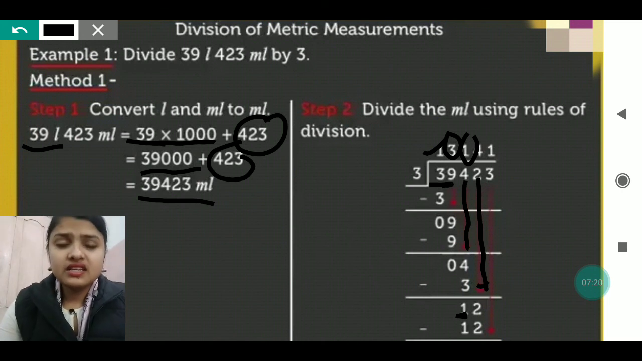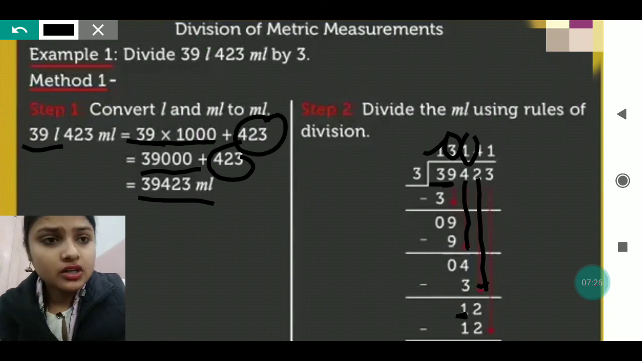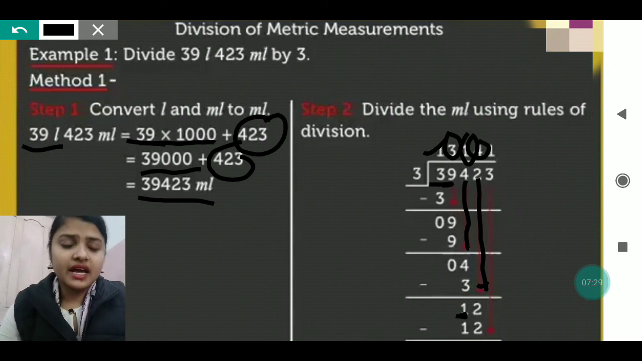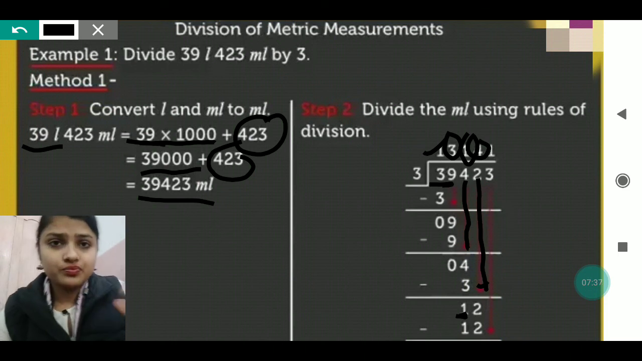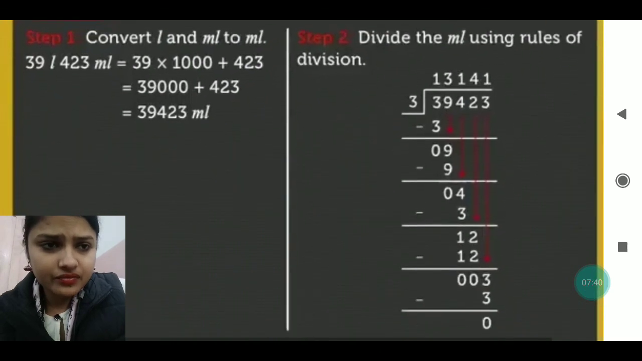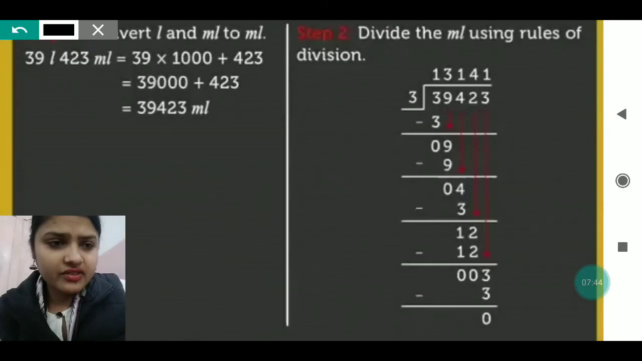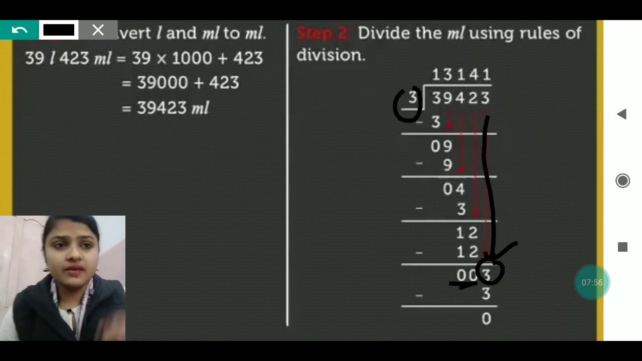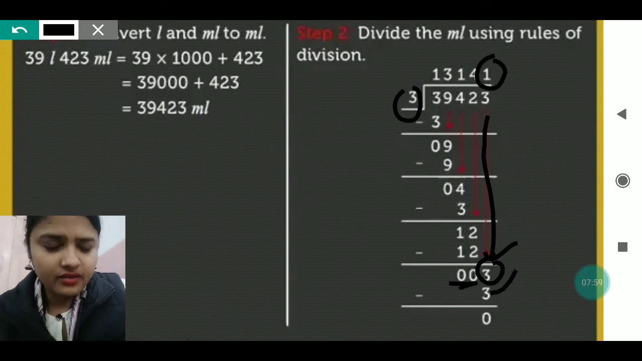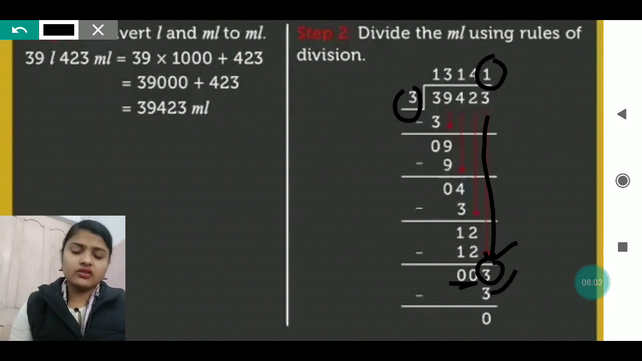So 12 minus 3 is possible. Yes, 12 is possible, because in the table of 3, 4 times 3 is 12. So 4 we will write in the quotient column, and 12 we will write just below 12. After subtracting 12 minus 12, we will get 0. You can see this we have already done. Now the last digit, that is 3, is left. That 3 we will take down, and this 3 is divisible by 3 one time. So 3 ones are 3. So we will get 1 here, and here we will write 3. So 3 minus 3, you will get 0.